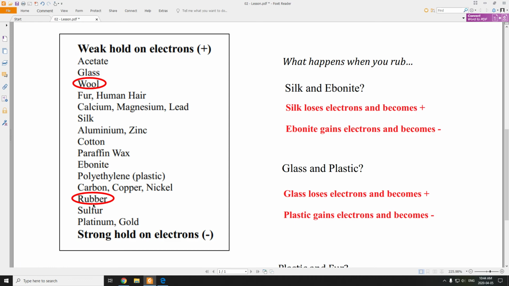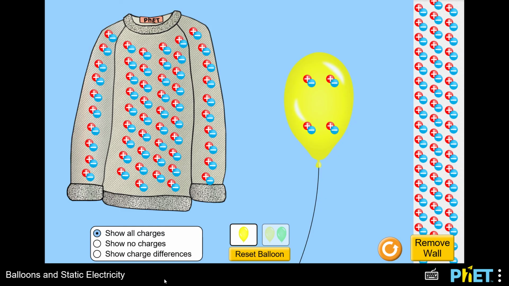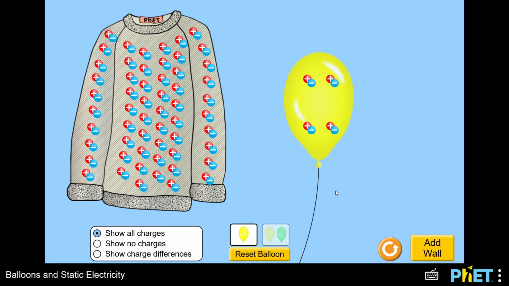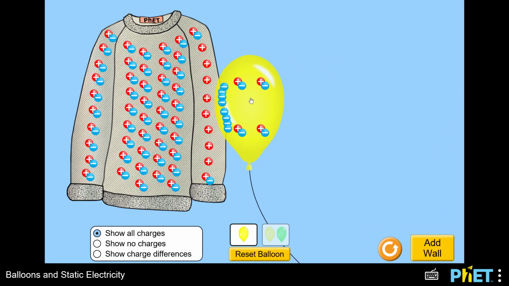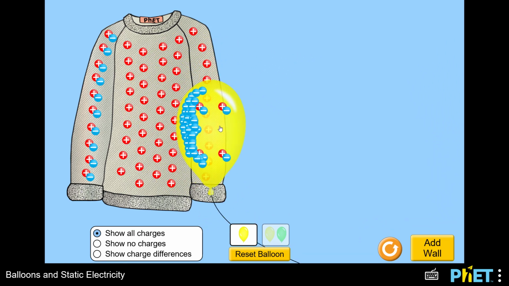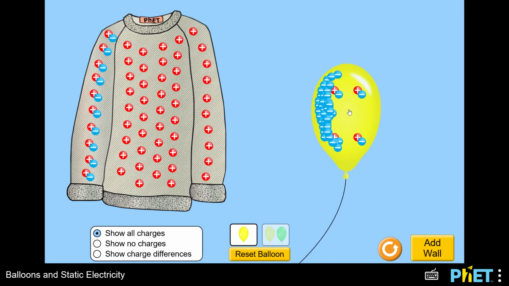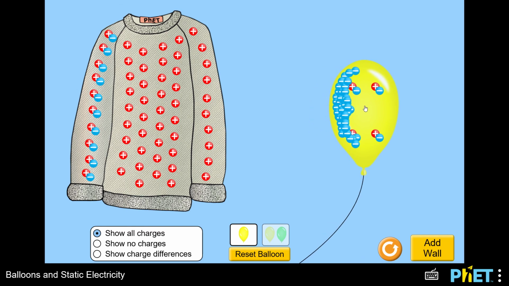Okay, so if I rub a balloon on a sweater, I should get a positive sweater and I should get a negative balloon. Okay, when we rubbed the balloon on the sweater, we got a positive wool, positive sweater, and negative rubber, negative balloon.